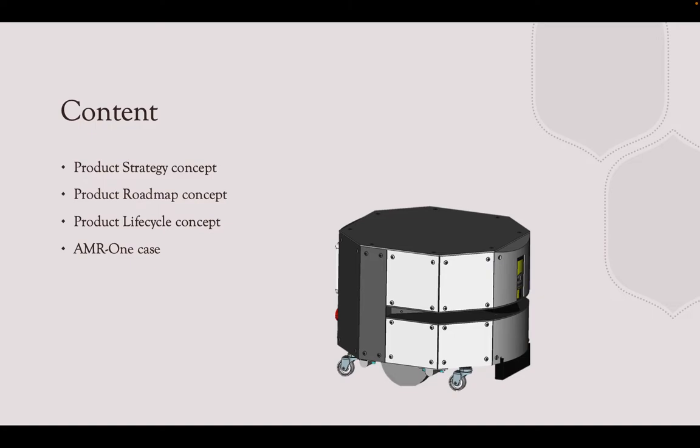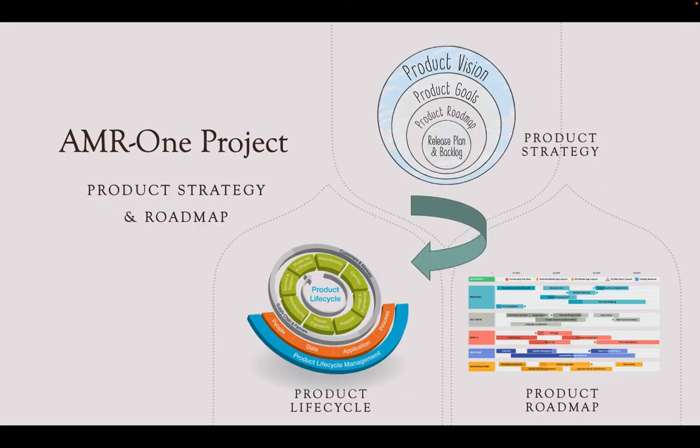My idea is to explain a bit about what product strategy, product roadmap, and product life cycle are, and go on to explain a bit on the AMR-One project case. Okay, so we have an example of that. Really, there are three concepts that I want to talk about.